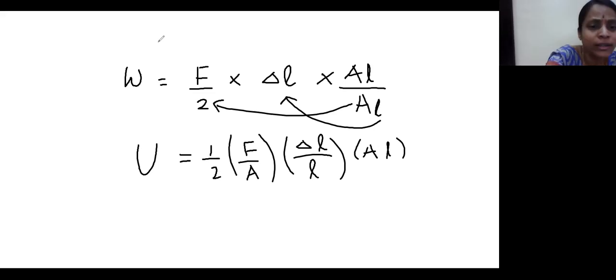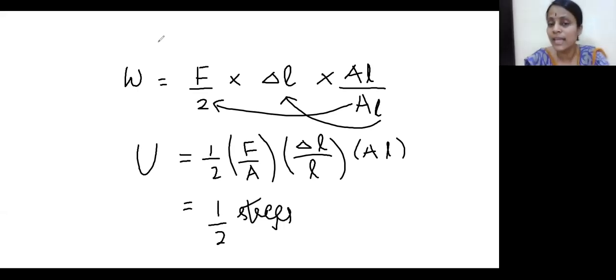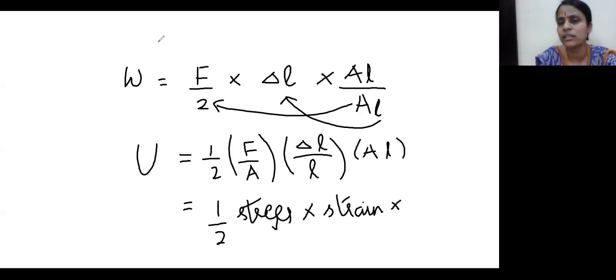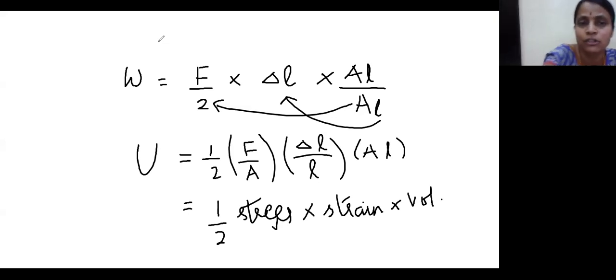Right, children? Now, what is F by A, children? You know it. That is stress. Correct? And I'm sorry about my handwriting. What is del L upon L? It is your linear strain. I'm simply going to write it as strain. And what is A into L, children? What is the area of cross section into the length of the wire? It is nothing but the volume of the wire. So this becomes equal to volume. So U is equal to half into stress into strain into volume.